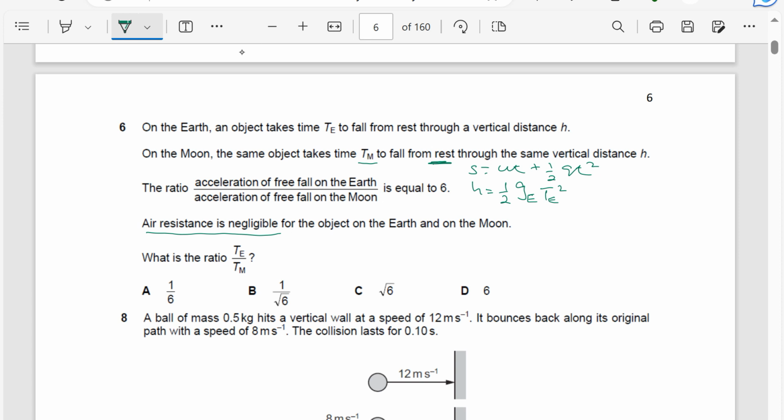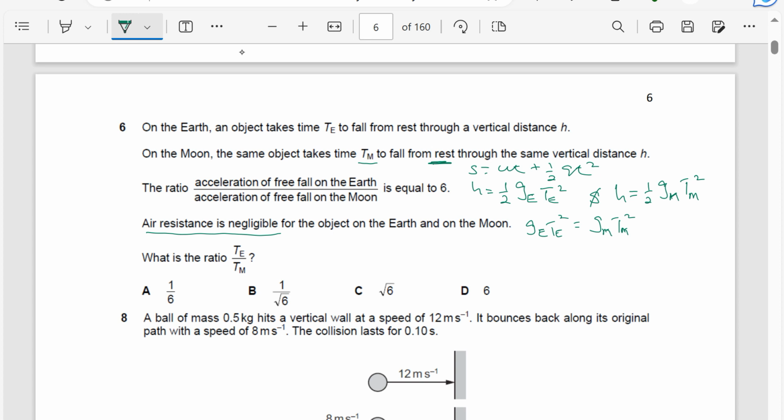Then on the Moon, the distance is the same h, falling from rest, so u is 0, and it is a half times g on the Moon, gm. Then the time it takes is given as tm, but it is squared. So I'm going to equate the two equations because they are equal. So I will have that g on the Earth times t on the Earth squared should be equal to g on the Moon times t on the Moon squared, because a half cancels out.